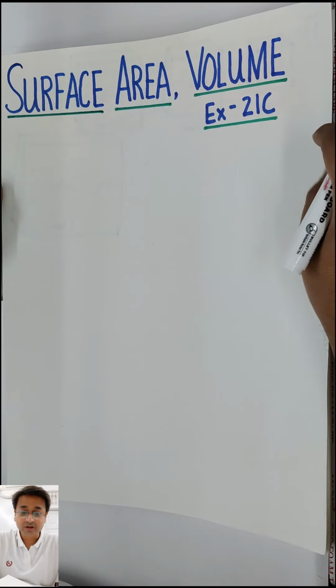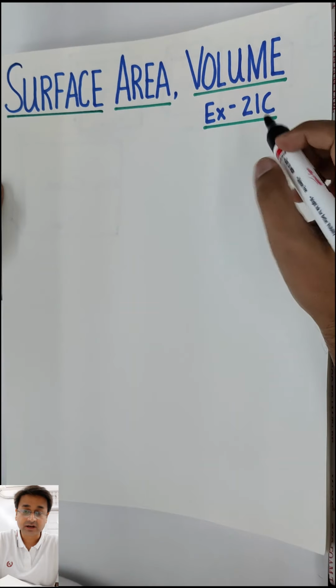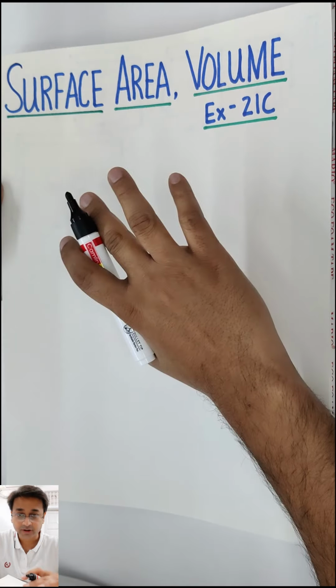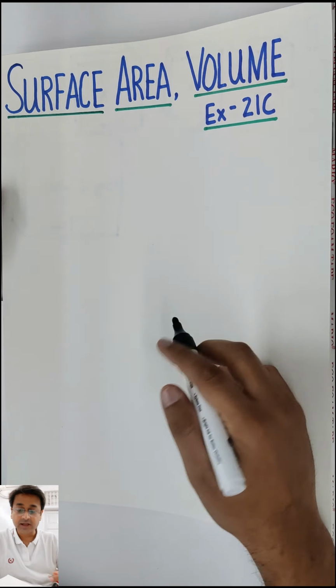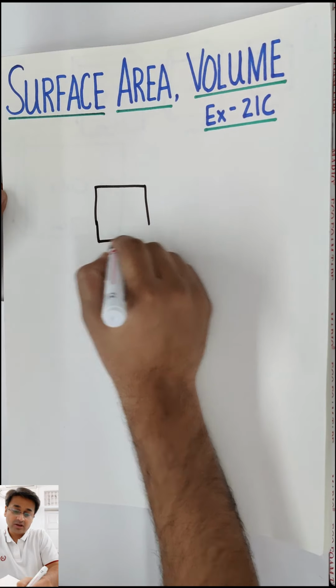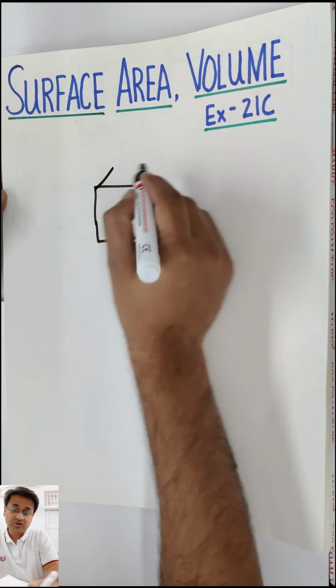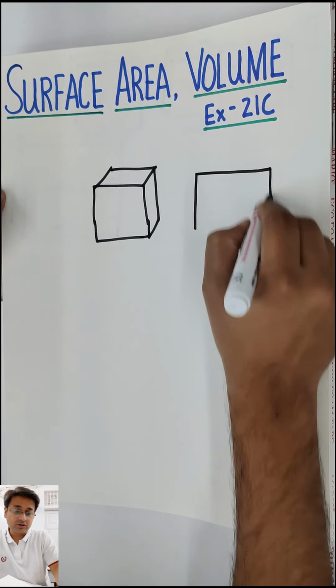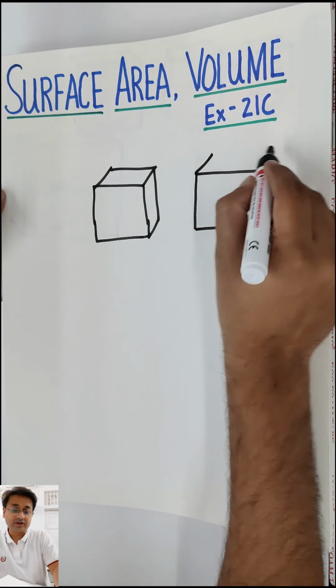Hi, we're getting into exercise 21C, surface area and volume. This is the third exercise, again involved with cube and cuboid. Okay, so a quick recap. First is the cube that we have. A cube is basically an extension of a square, the 3D shape, and a cuboid is an extension of a rectangle.